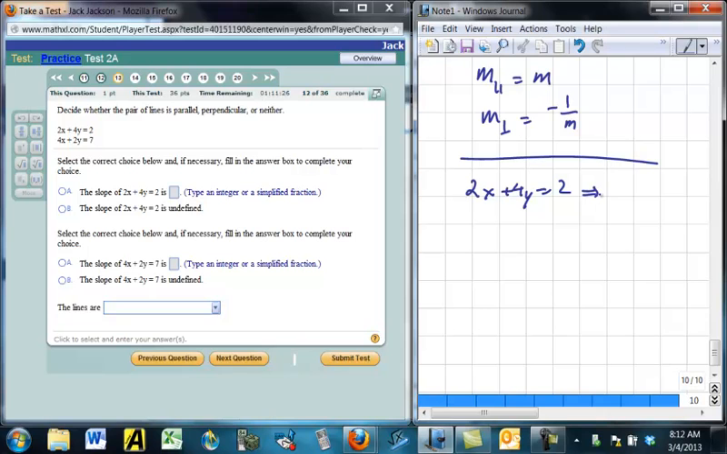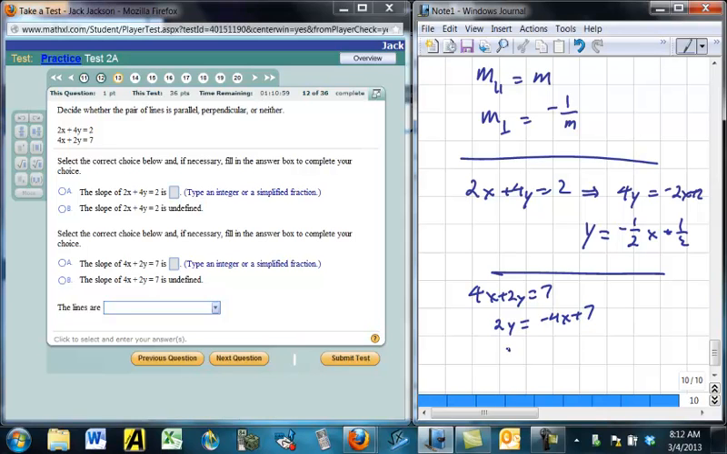If we solve that for y, we get 4y equals -2x plus 2. And then divide by 4, we get y equals -2/4, which is -1/2 x, and then plus 2/4, which is plus 1/2. So that's the first line. The second line is 4x plus 2y equals 7. Likewise, solve it for y. 2y equals -4x plus 7. y equals -4 divided by 2 is -2x plus 7 halves. So here the slope is negative 2, and up here the slope is negative 1/2.